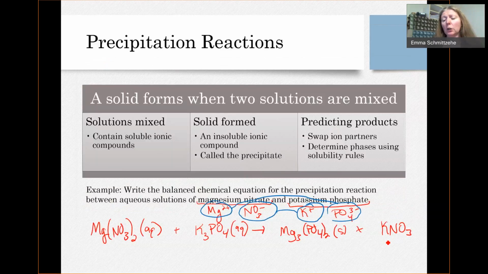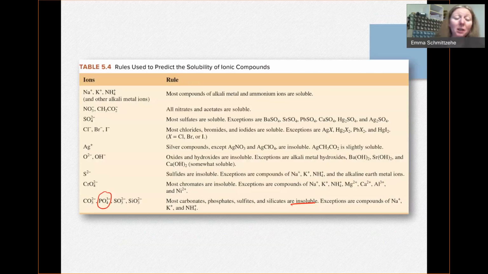And then I can look for KNO3, so I would look for K+, okay, and for K+, it tells me most compounds of alkali metals and ammonium ions are soluble, and it doesn't give you any exceptions. And so based on it having K+, or really if it had any other alkali metal, we would say it's soluble, meaning we would write it as aqueous because it remains dissolved.